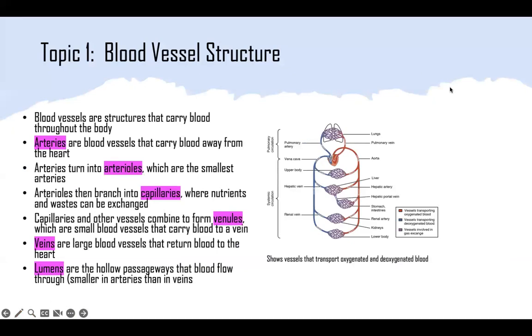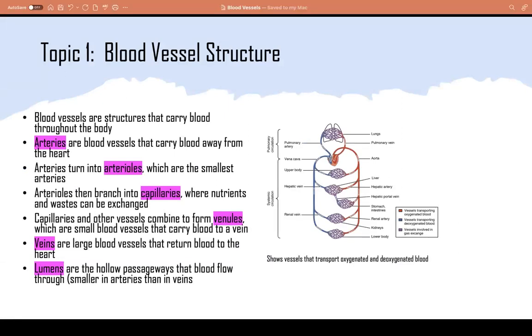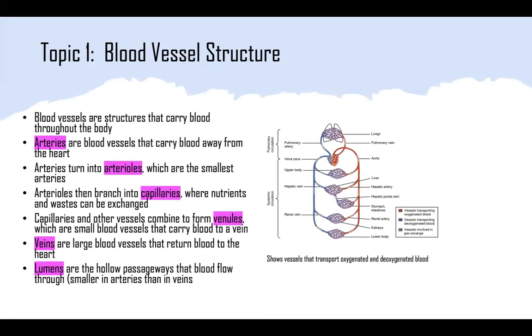Okay, topic 1, we're going to get started with blood vessel structure. Blood vessels are structures that carry blood throughout the body. They play a huge role in thermoregulation and controlling blood pressure, but obviously their biggest function is to transport blood. We then have arteries, which carry blood away from the heart, and we will get into their function later on in this lesson.